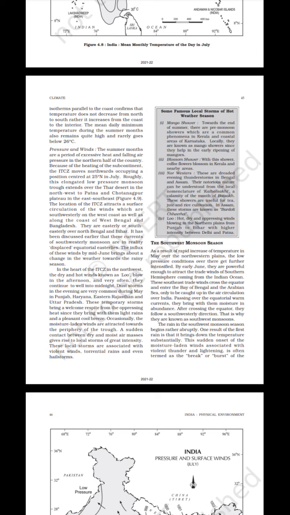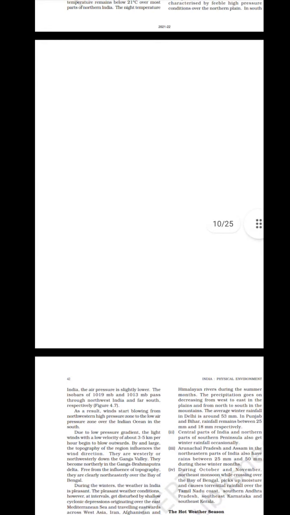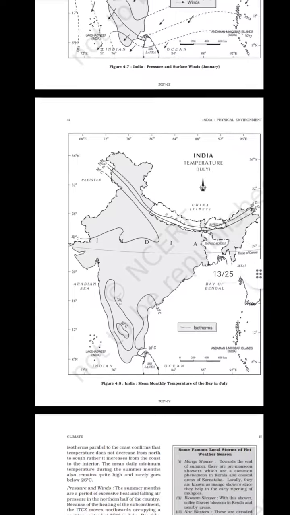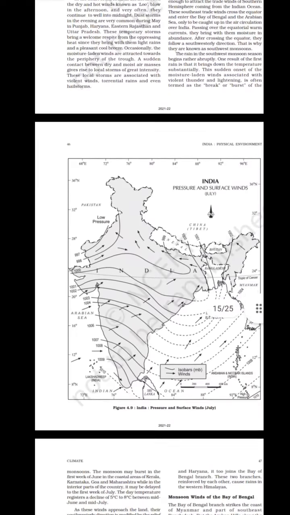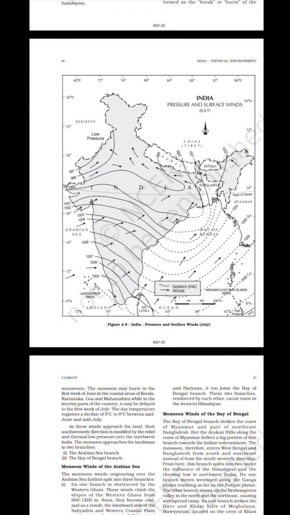The rain in the southwest monsoon season begins rather abruptly. One result of the first rain is that it brings down the temperature substantially. The sudden onset of the moisture-laden winds associated with violent thunder and lightning is often termed the break or burst of the monsoons. Take a look at figure 4.9, India pressure and surface winds, July.